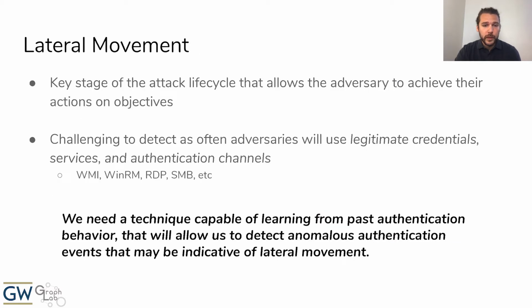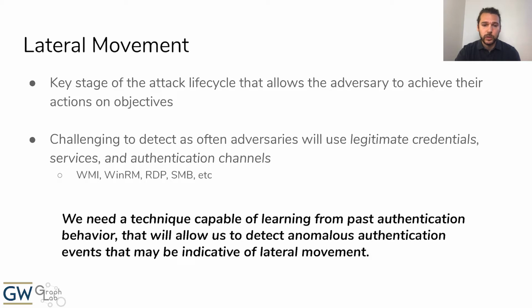So, lateral movement then is the key stage of the attack lifecycle that allows the adversary to ultimately achieve their actions on objectives. And this is a really very challenging thing to detect, as APT-level adversaries often rely on using legitimate credentials, services, and authentication channels to move throughout the environment. For example, Windows offers many legitimate services such as WMI, WinRM, RDP, SMB, and others that an adversary can use to move laterally through the network.